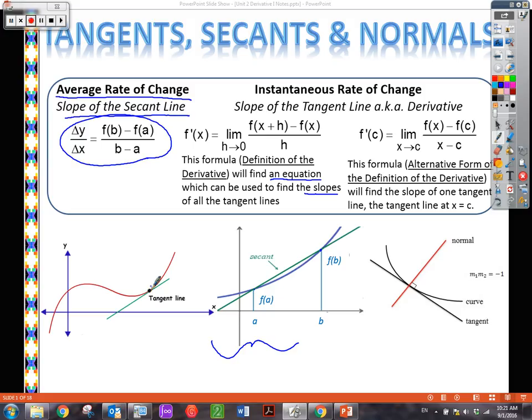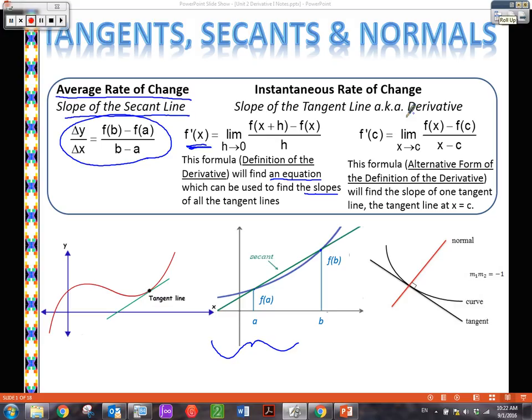That's what it is. So when I use this formula, this definition of the derivative, to find the equation of the derivative, so let's say we did that with this red function, I could use that equation, and I could actually find every single slope of every single tangent line on the function. That's what I could use it for. So that is our definition of the derivative. There's an alternate form of the definition of the derivative right here. This one we didn't use as much last year, so you may not be as familiar with it. I'm going to do an example with this one today, the alternative form of the definition of the derivative.